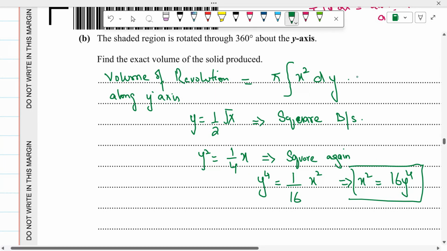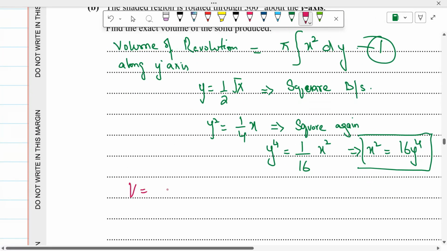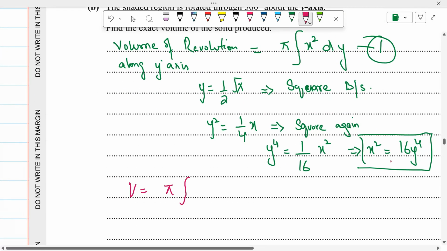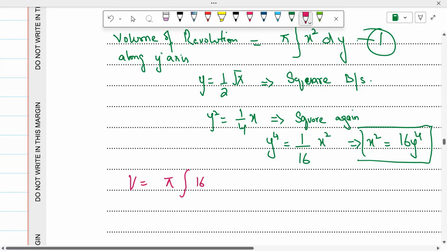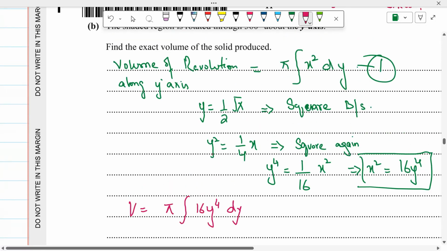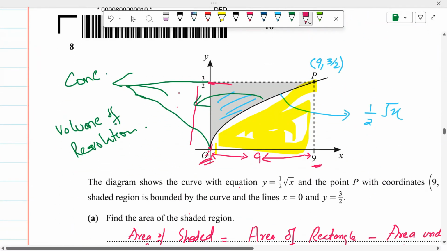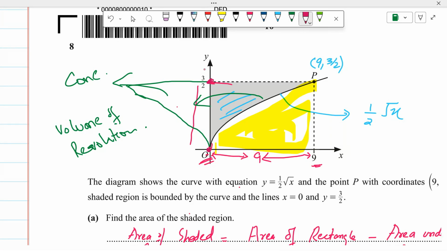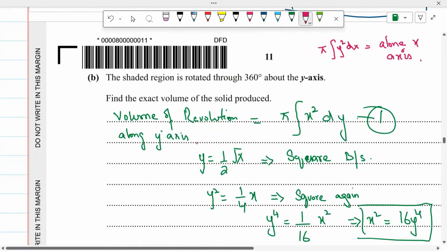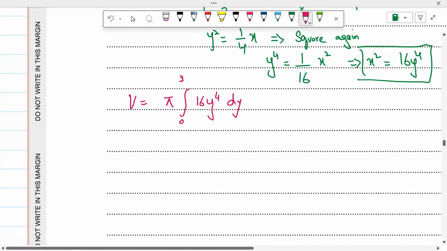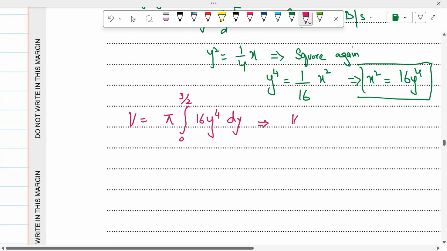Now plugging this x squared into the equation of volume of revolution, V is equal to pi integration of 16 y to the power of 4 dy. Also we need information on the limits. You can see that this curve along the y-axis is from 0, the origin, to 3 by 2. So we will apply the limit from 0 to 3 by 2. Further solving, we have 16 pi integration of y to the power of 4 with respect to y, limit from 0 to 3 by 2.